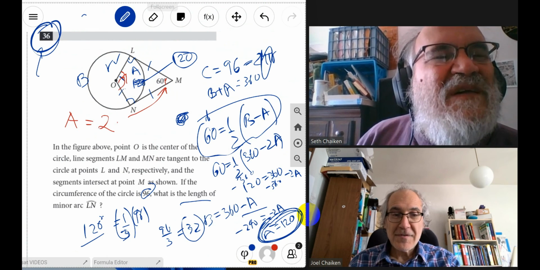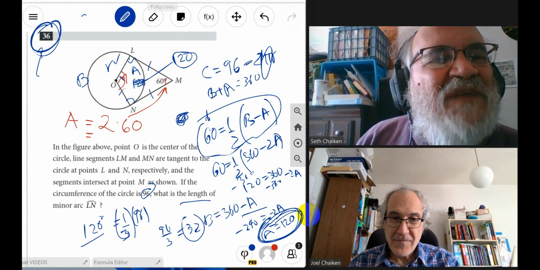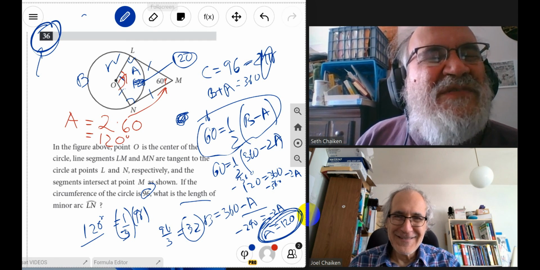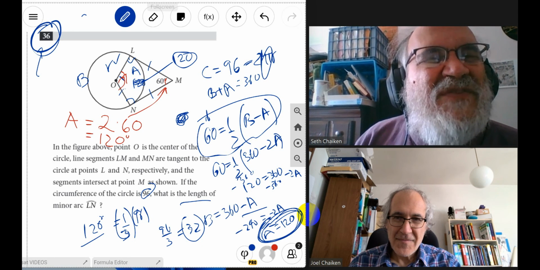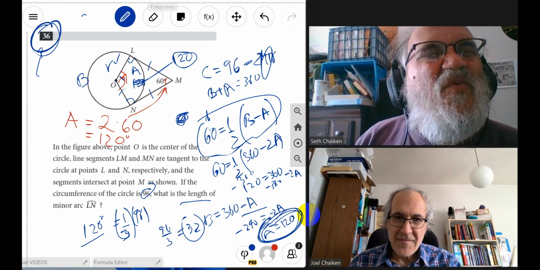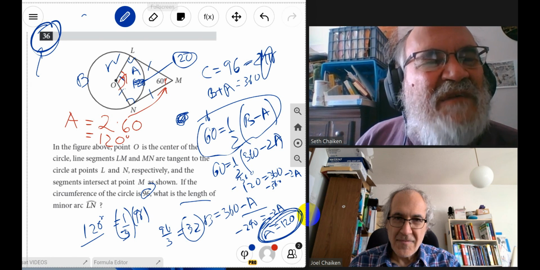Okay, right. It's 60 degrees. Let's take a look there. And so the angle A is 120 degrees. Yeah, now I follow the same logic that Joel did. 120 is 1/3 of all the way around the circle, and so the length of the minor arc is 1/3 of the entire circumference, so it's 1/3 of 96, which is what you wrote.